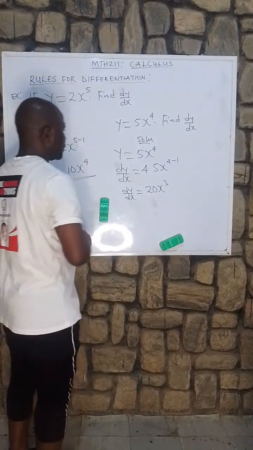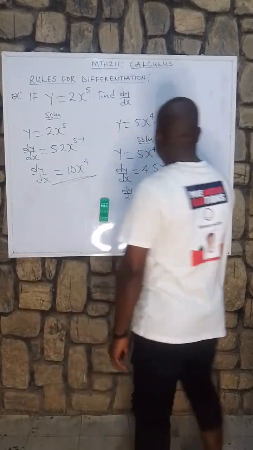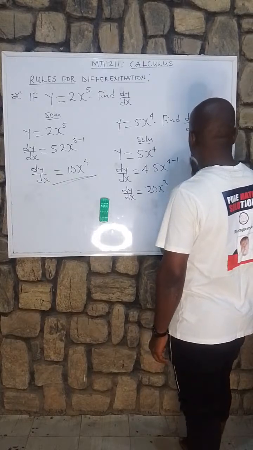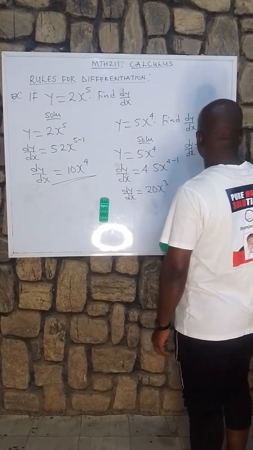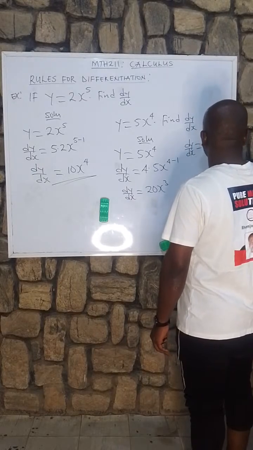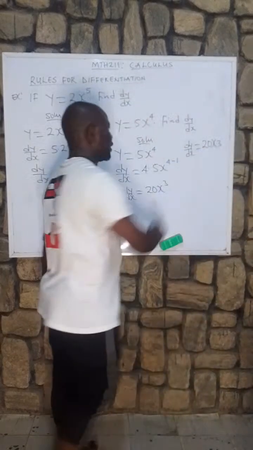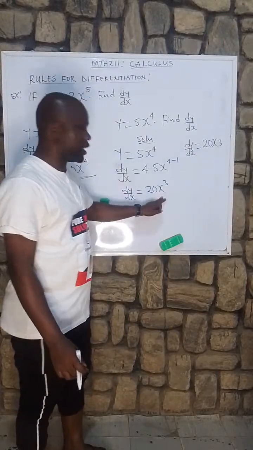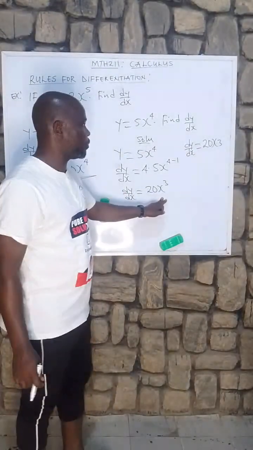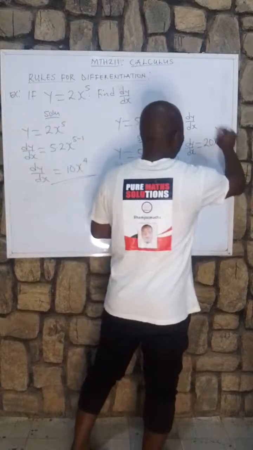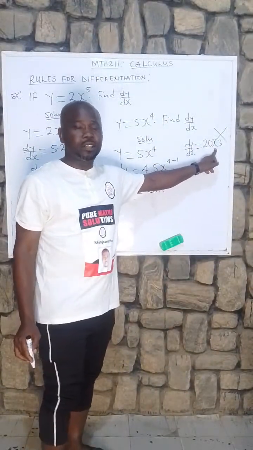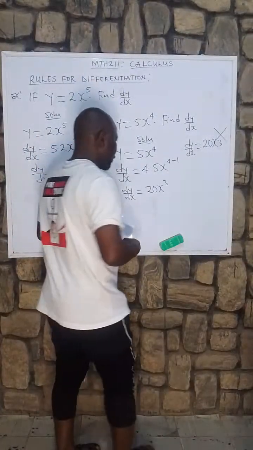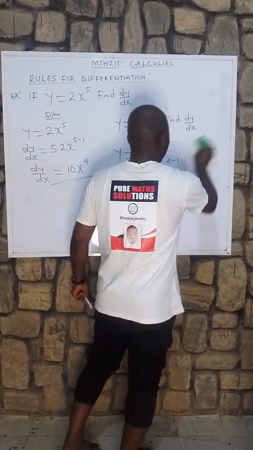Please note, don't write it in this form. Some of you, for dy over dx, want to write your answer this way, 20x3. This is 20x3, and this and this are not the same thing. Please take note. This is wrong. I'm going to mark you wrong. Please take note. Are you following? Is that clear?